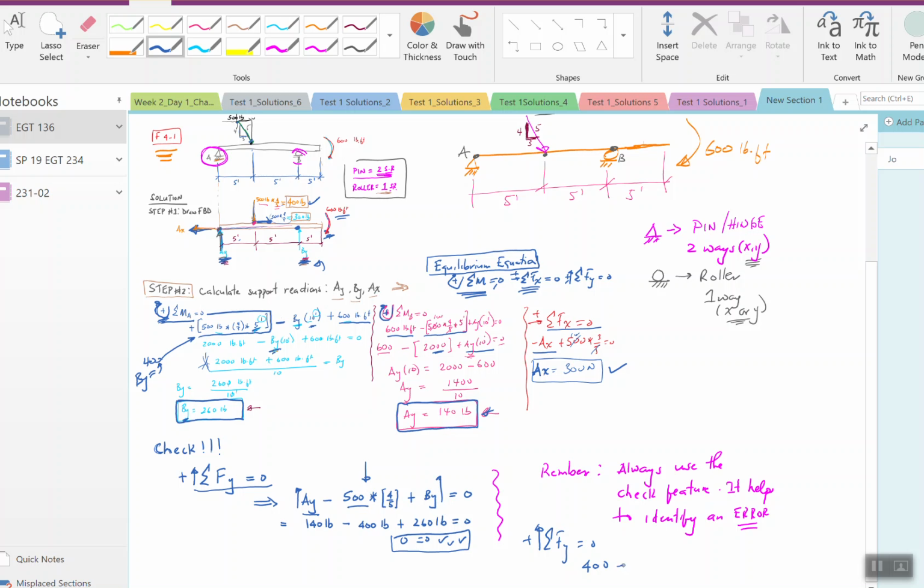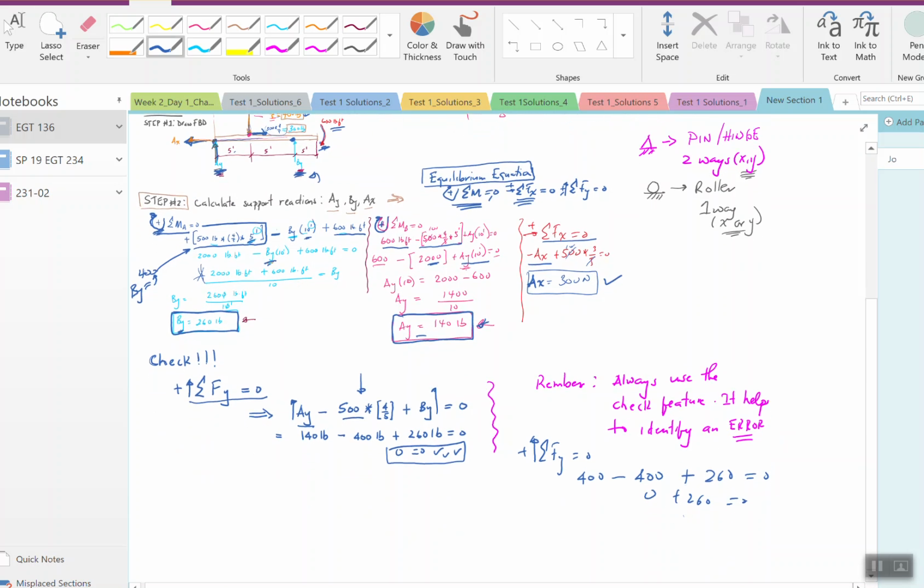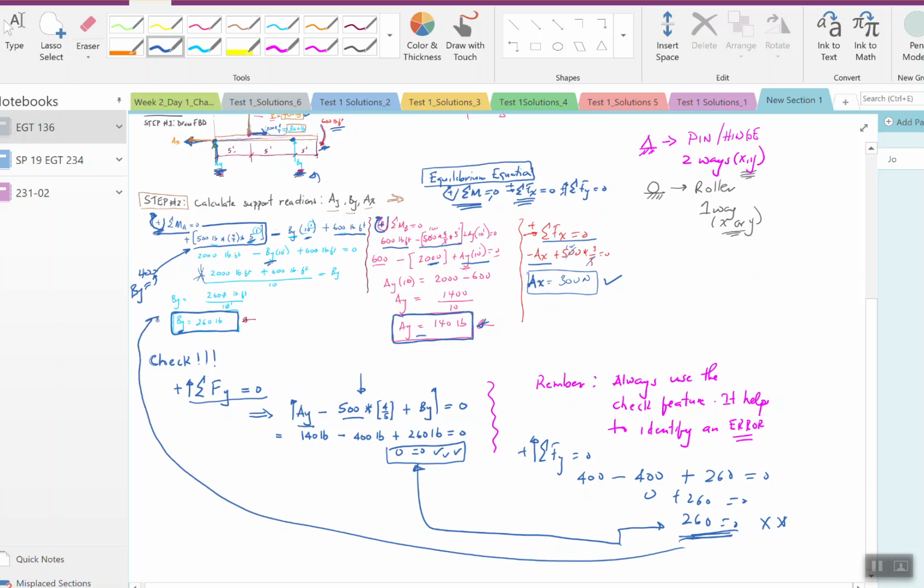That is minus 400 plus 260 from the Ay equals 0. As you can see, 0 plus 260 equals 0, and here we have 260 equals 0. No. This should be 0 on both sides of the equation. This is how I would have found out that I did something wrong, and I would have had to go back to the drawing board to try to figure it out.